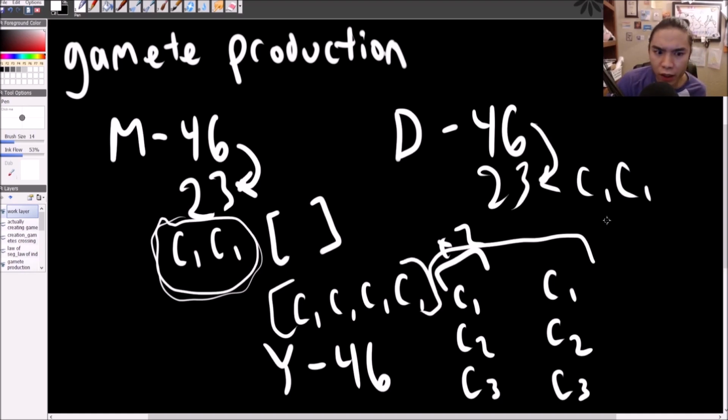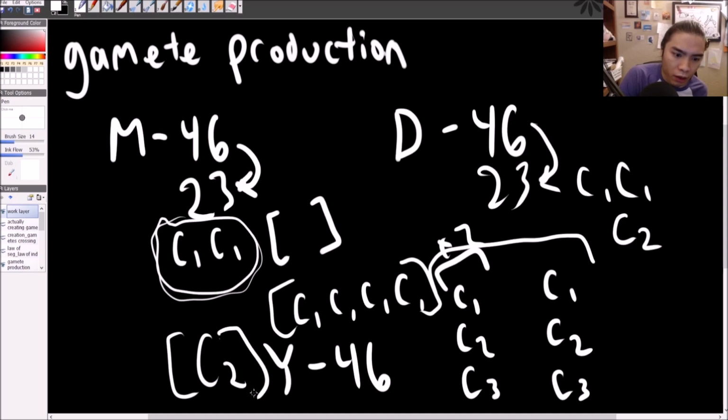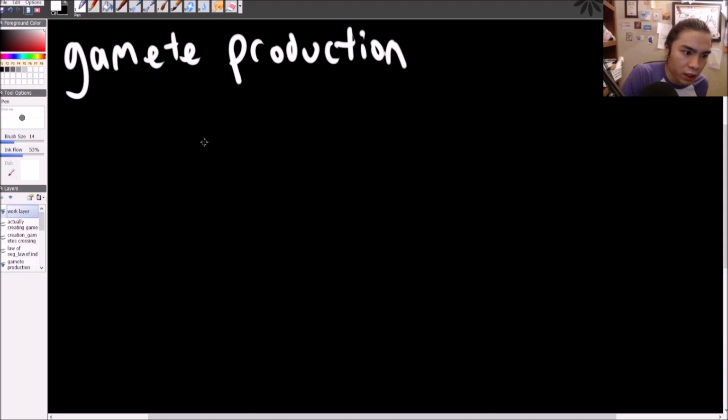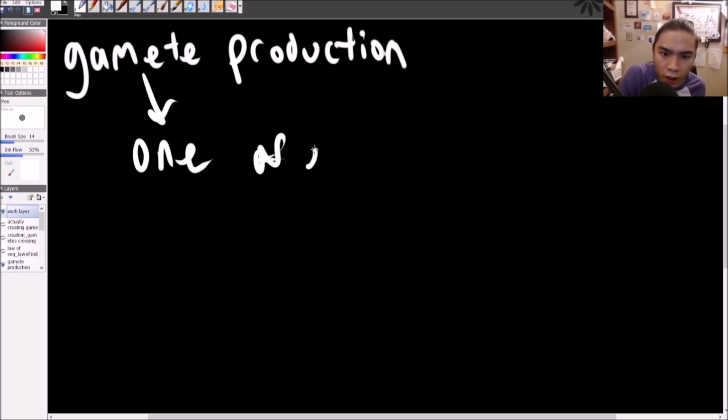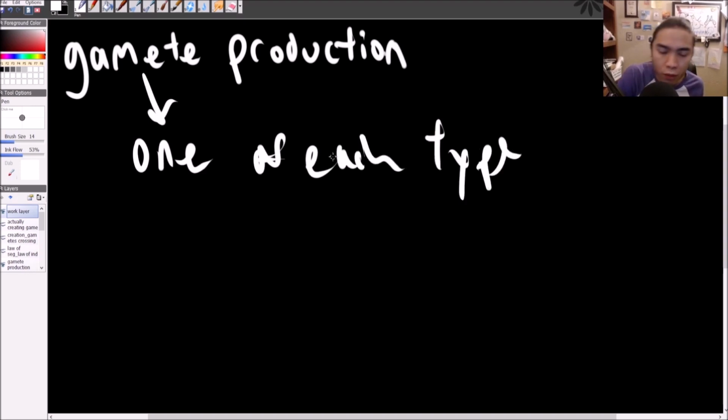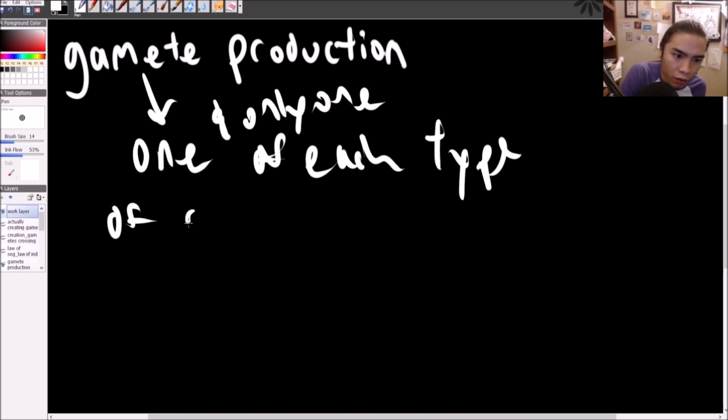And let's say that the dad did produce 1 chromosome 2 as normal. You would be haploid for chromosome 2. In fact, this would not really be a viable organism, and it would probably be miscarried by the body's systems. But yeah, so what needs to happen for gamete production is the gamete needs to contain one of each type, one and only one of each type of chromosome.